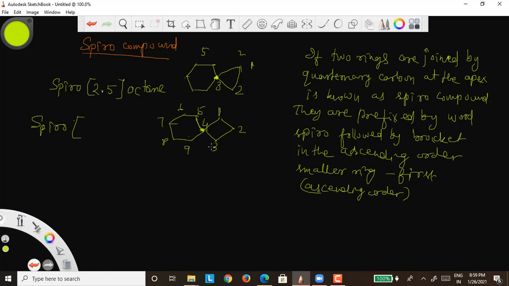Okay. And in bracket you write how many. This side 3 carbon, and this side 1, 2, 3, 4, 5 carbon. So spiro [3.5]. And how many total carbon? 5 plus 3 is 8, and one spiro compound, so 9. So you give nonane. Okay.